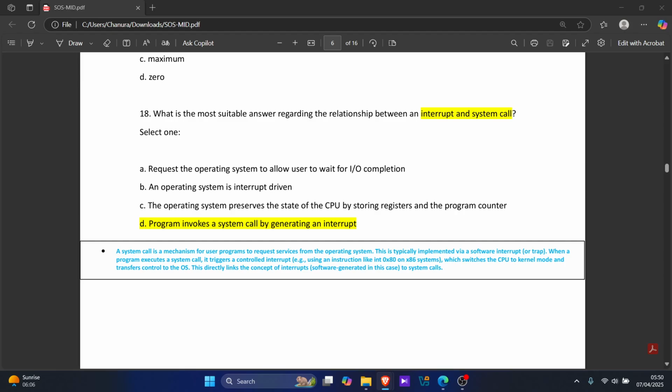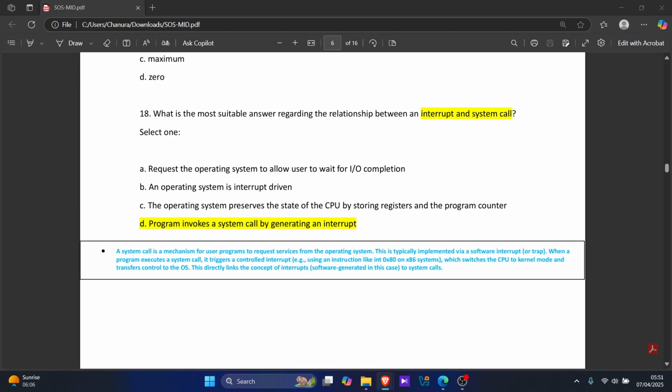Option A, request the operating system to allow user to wait for I/O completion. Wait, that sounds more like a specific use case of a system call, not the general relationship between interrupts and system calls. For example, a blocking I/O system call would make the process wait. But the question is about the relationship between the two concepts, not a particular use.